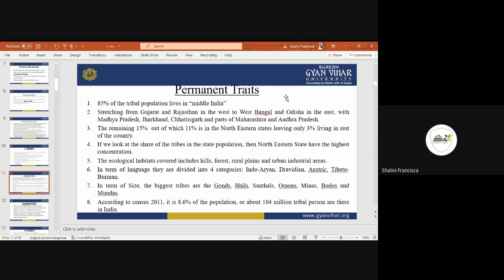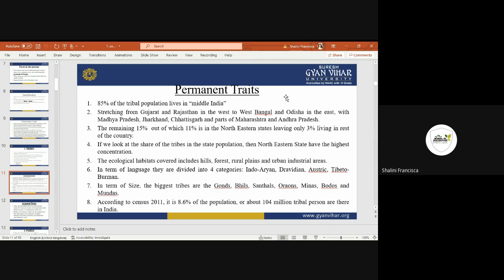If we look at the share of tribes in the state population, the northeast has the highest concentration. The ecological habitat covers hills, mountains, rural plains, and urban industrial areas. In terms of language, they are divided into four categories: Indo-Aryan, Dravidian, Austro-Asiatic, and Tibeto-Burman.